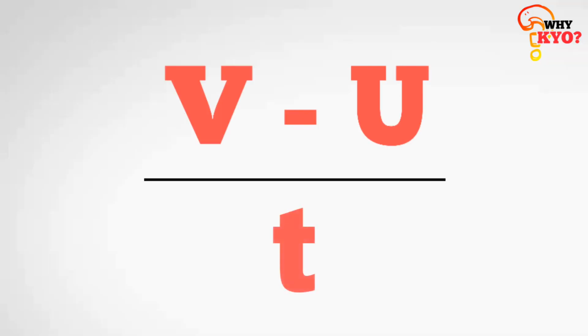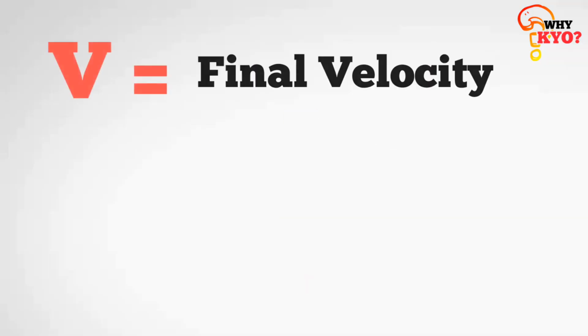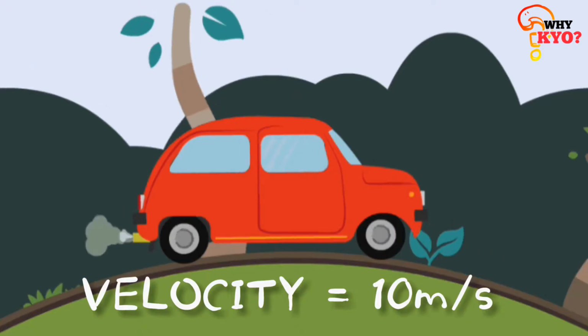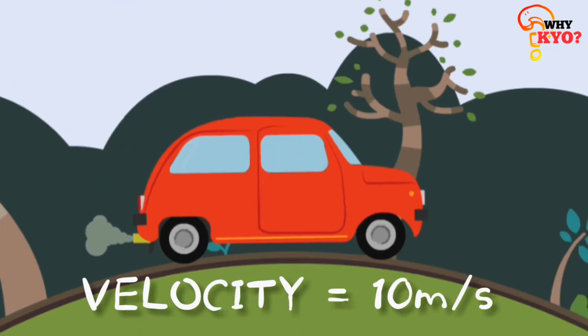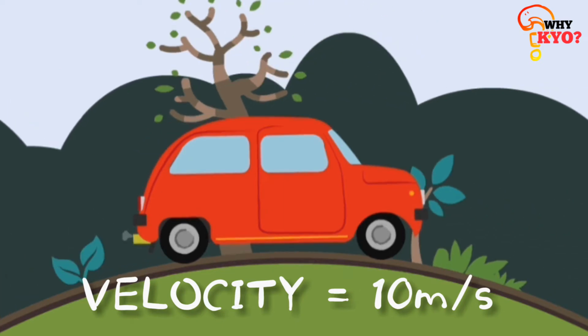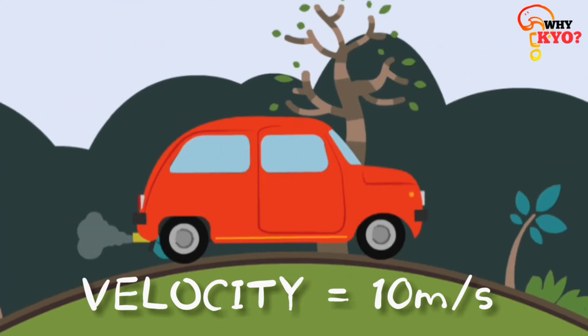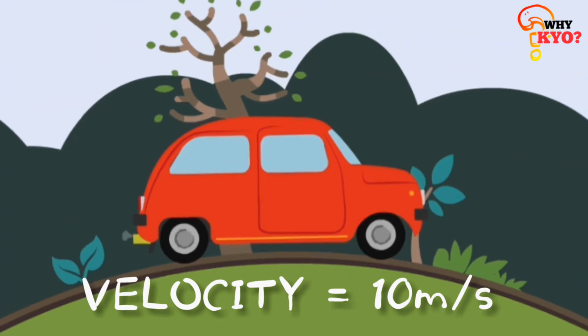So to find acceleration we use this formula, where v is the final velocity, u is the initial velocity, and t is the time taken. So what's the initial velocity in this case? Initial velocity means the point from where we have started moving. In this case our initial velocity is 10 meters per second, isn't it?